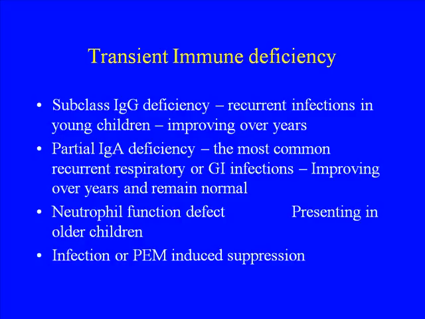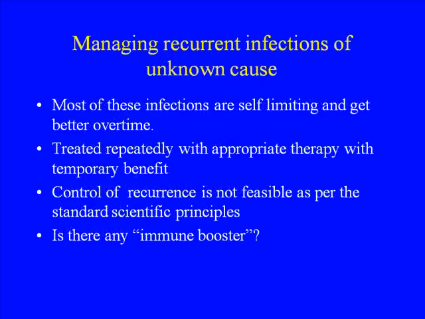You have many others like neutrophil function defects which present even in a little older children with recurrent soft tissue skin infection. And of course you have nutrition-induced suppression and recurrent infection. How do you really manage these recurrent infections of unknown cause? Most of them are self-limiting, and we know that they get better over time.